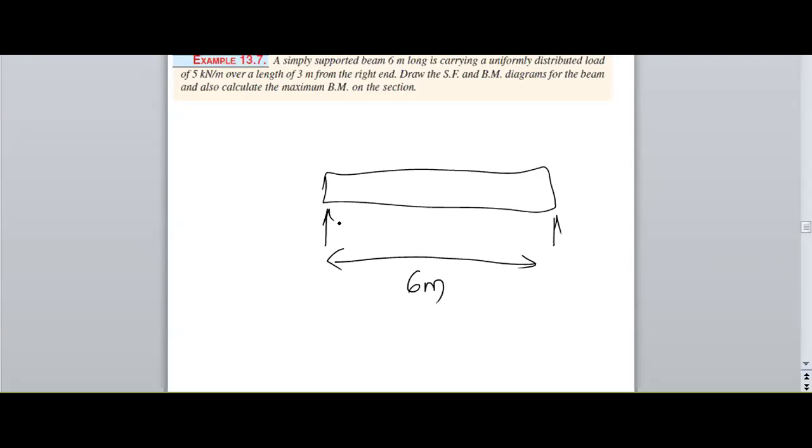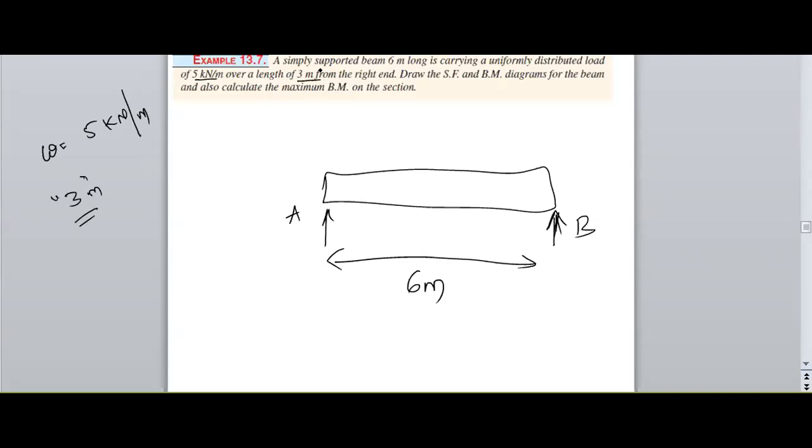And it is a simply supported beam, which means both ends have supports. Next, a UDL is acting on the beam, whose magnitude, the small w value, is 5 kilonewton per meter. And the length of the UDL is 3 meters. The UDL must act only over 3 meters.